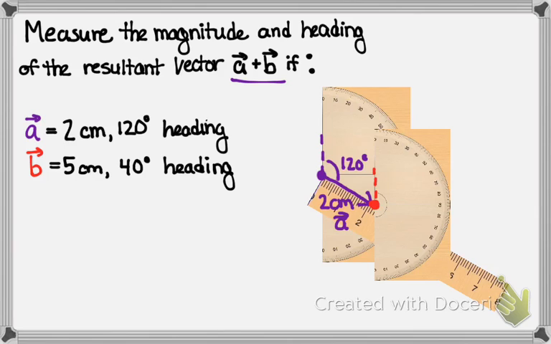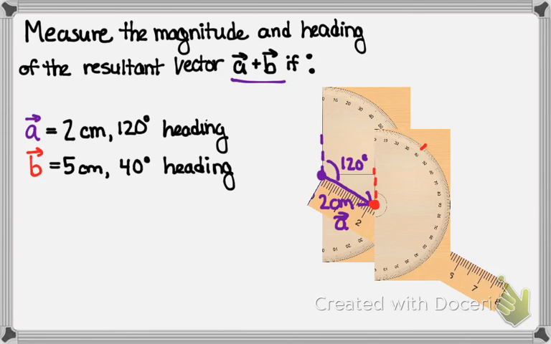Okay, so again, I want to line up my protractor with my dot, and I need to measure off the angle, and in this case I want an angle of 40 degrees. So I'm going to go onto the edge of my protractor and put a little tick mark right there at 40 degrees. And then we know that we want that to be 5 centimeters long. So I need to bring in my ruler and measure off 5 centimeters.